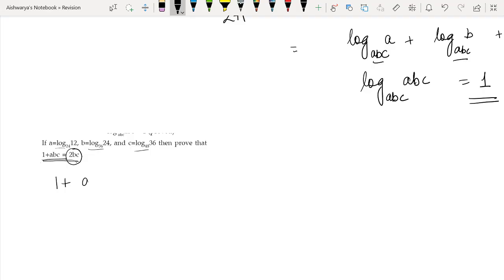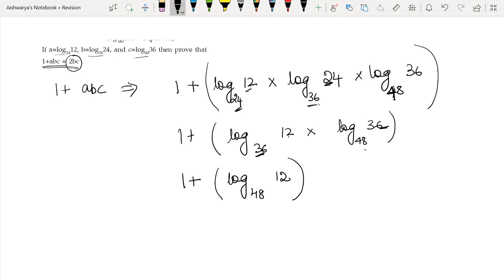Next is what should I do with this one; it depends upon what I want. I want to reach this, which is my LHS. Okay, so look at my RHS. In my RHS is log 24 base 30 into log 36 base 48. Now this will vanish and become 2 into log 8. Okay, how do we get this and this equal?